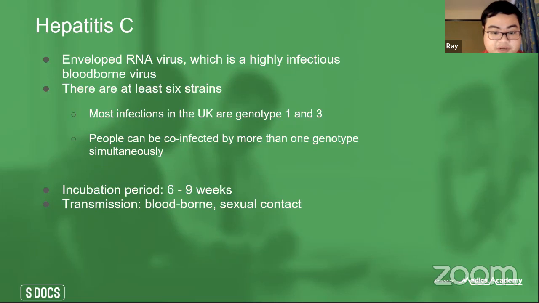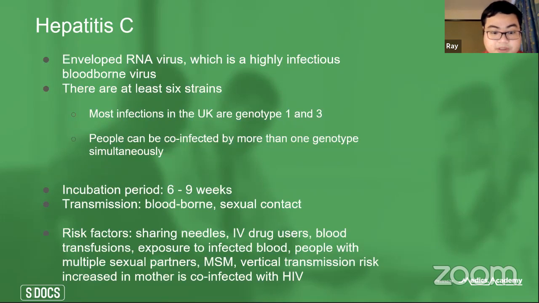It has an incubation period of 6 to 9 weeks. And then in terms of transmission, it is blood-borne and is transmitted by sexual contact. It is an STI. So risk factors would be sharing needles, IV drug users, pretty much similar to hepatitis B, okay? So remember, it's blood-borne and it's spread through sexual contact.